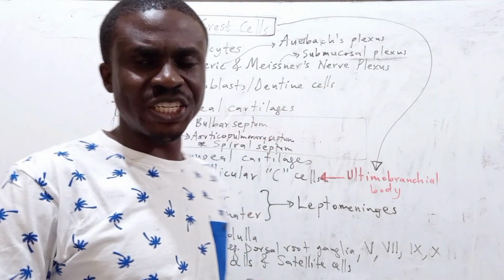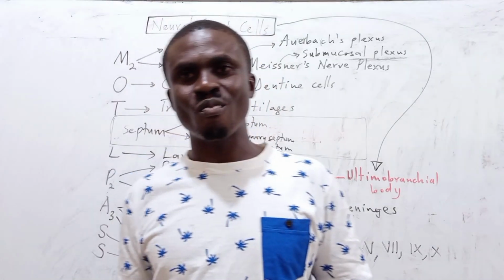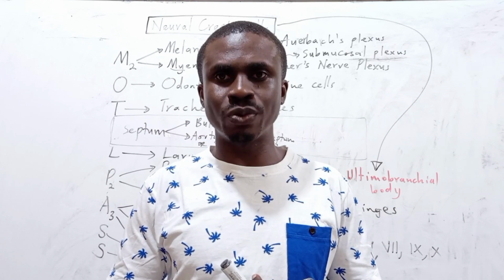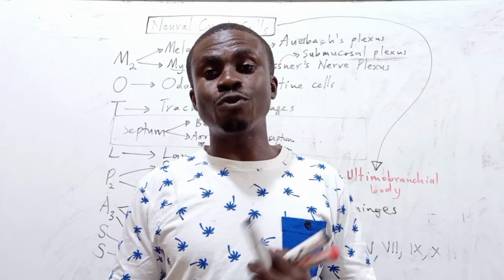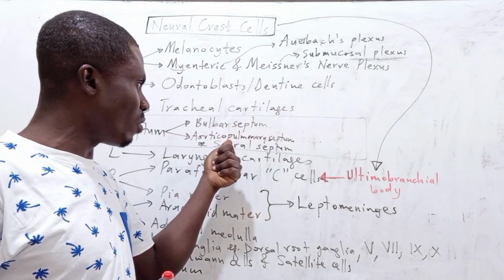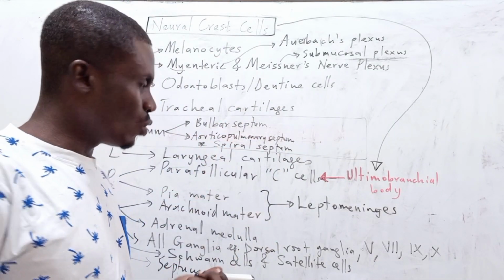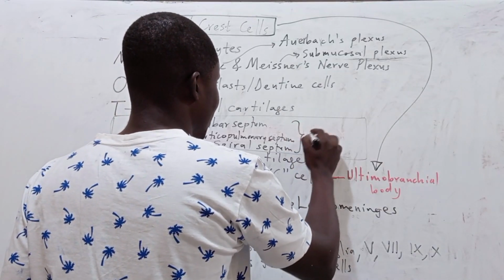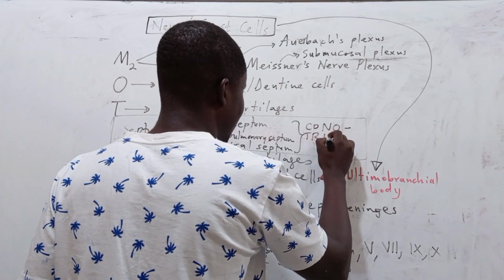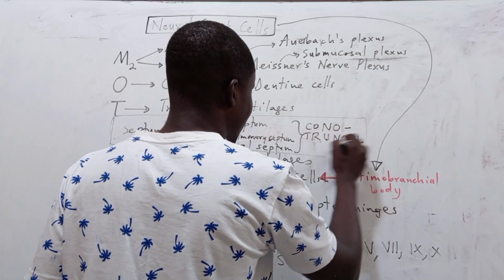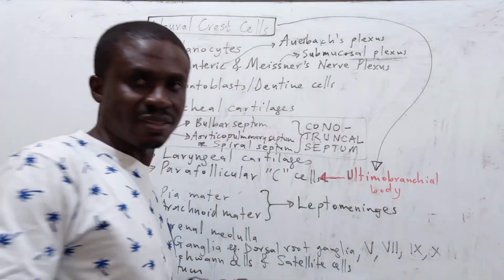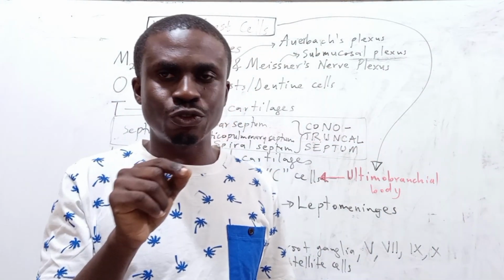Think of the aortico-pulmonary septum. Yes. One thing very important that I want you to know. Now, together, the bulbar septum and the aortico-pulmonary septum, the spiral septum, together will be called the conotruncal septum. Yes. So that's one thing I want you to know.